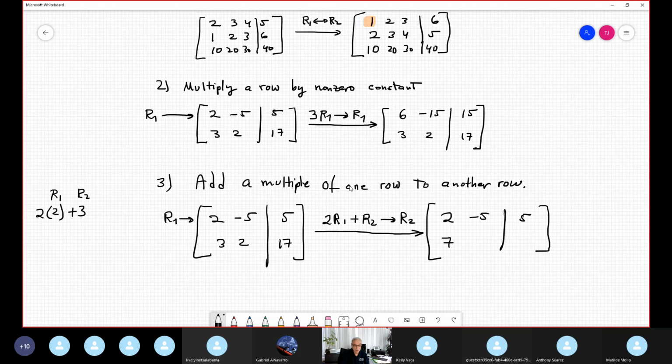Now, in this position it is 2 times negative 5 is negative 10, and negative 10 plus 2 is negative 8. Now, finally, it's 2 times 5 is 10, 10 plus 17 is 27. Do you understand the operation or no? Or should I explain again? Understand or explain again? If you can explain it again.